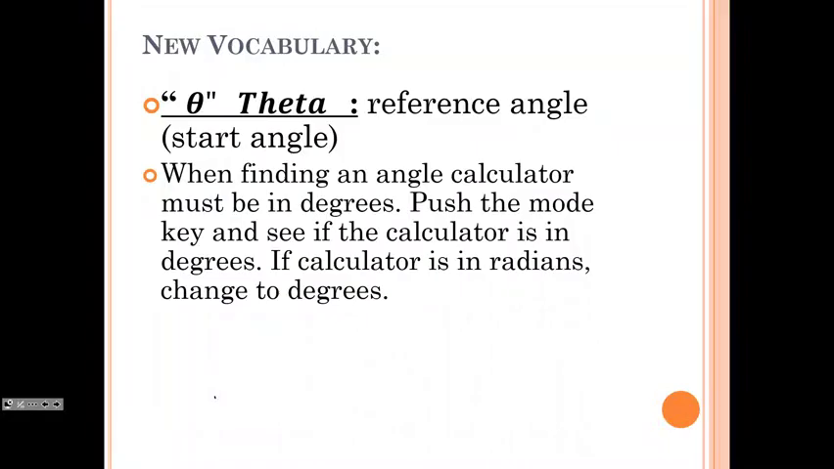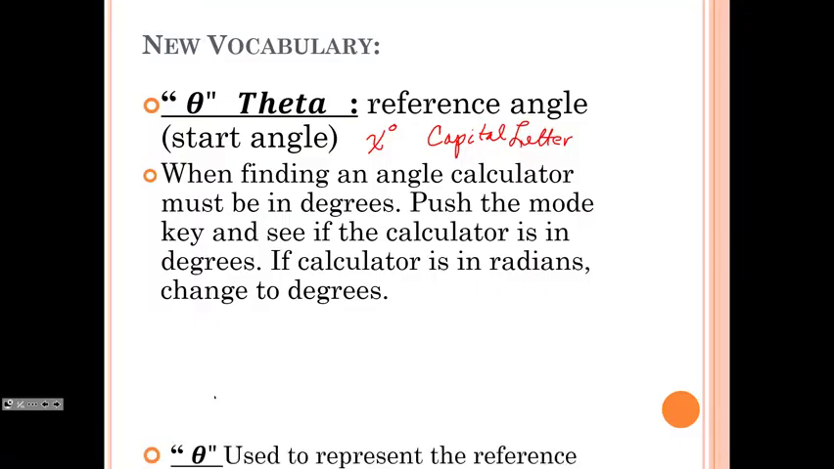You also might see it as x equals in a Delta Math assignment. You could also see it as a capital letter on your assignment. Okay, so those are some things that you can check on.